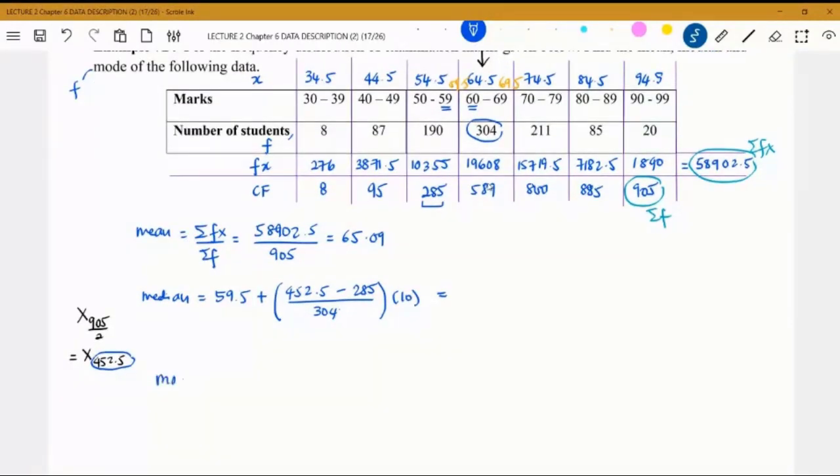What do we get? 65.01. 65.01. Good. So make sure it is 4 significant figures. Okay. Alright. So for the mode, we are looking for the small f.